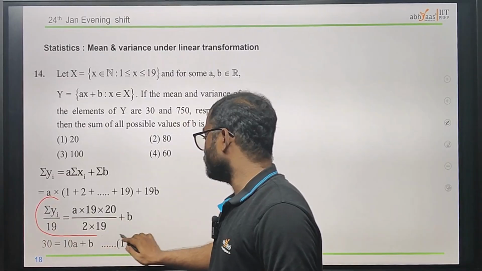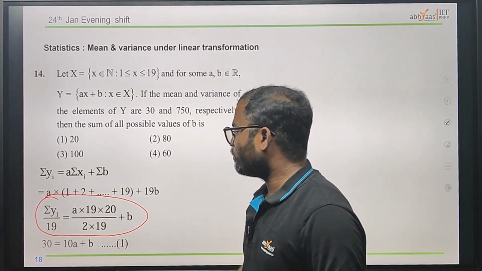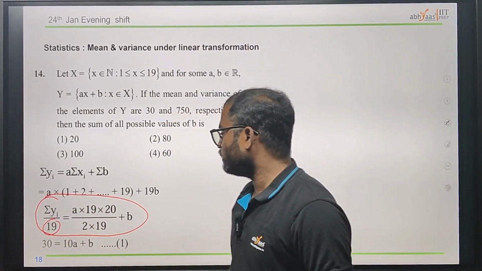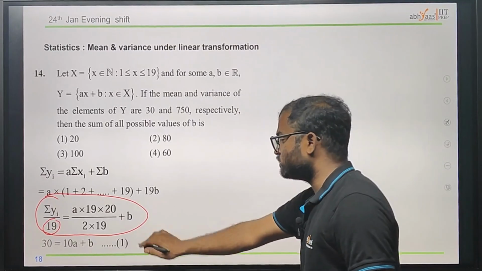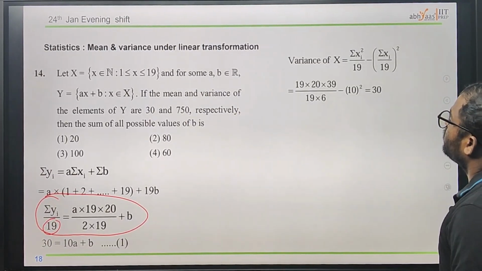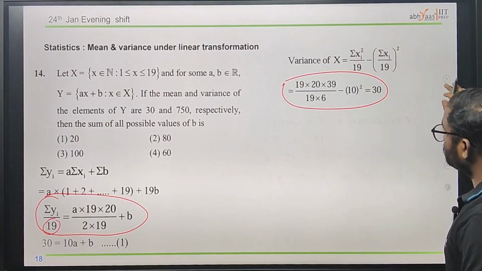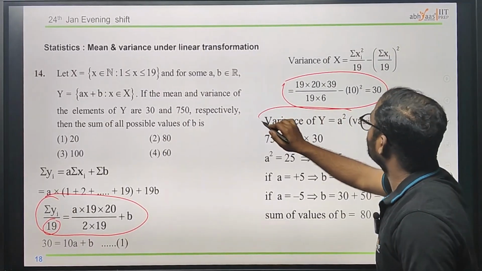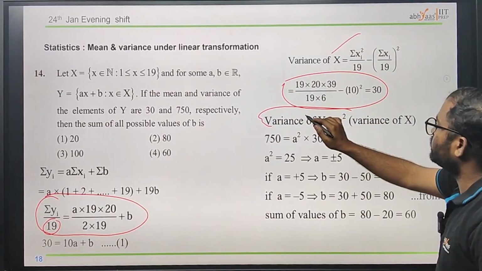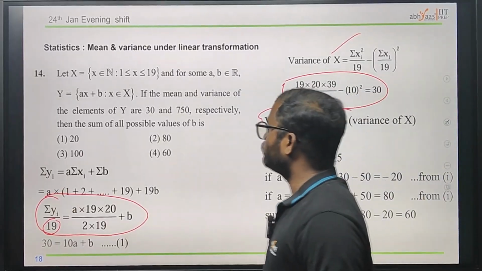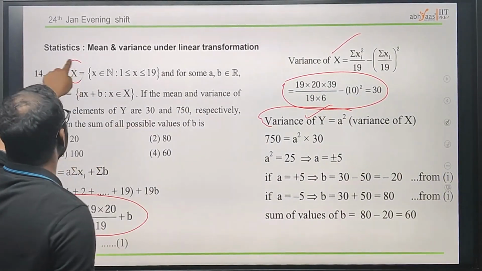Which gives like this. The total number of terms is 19, which gives the first equation for this. Similarly we have for the variance, which gives us the variance of x and the variance of y. We need to check for both.